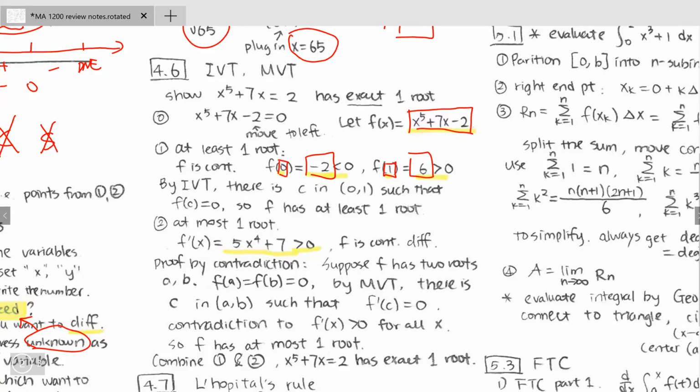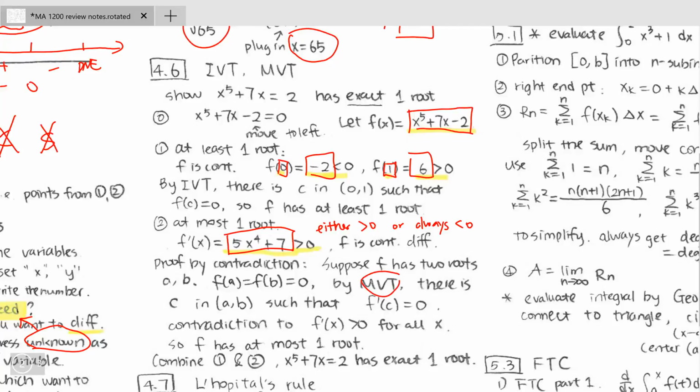For the at most one root, you know f is continuous. To figure out f is differentiable, you have to take the derivative of f, and usually it's either always positive or always negative. Then we can prove by contradiction. Suppose what we assume is wrong, which is suppose we don't have at most one root. So that means suppose we have two roots, a and b. So f of a equals f of b equals 0. Then by the mean value theorem, there is a c such that f prime of c equals 0.